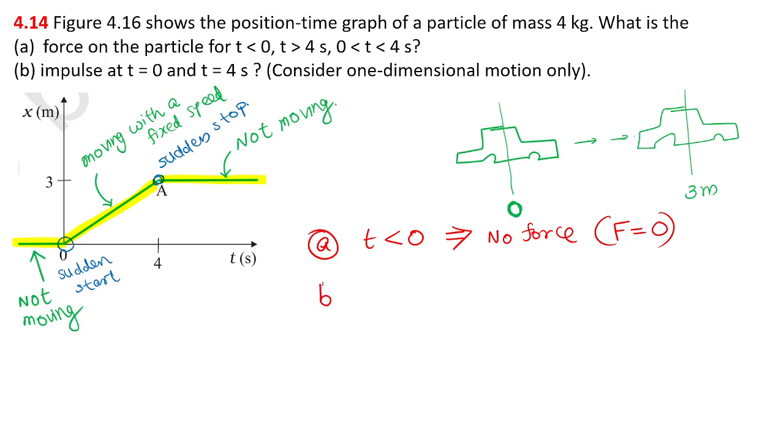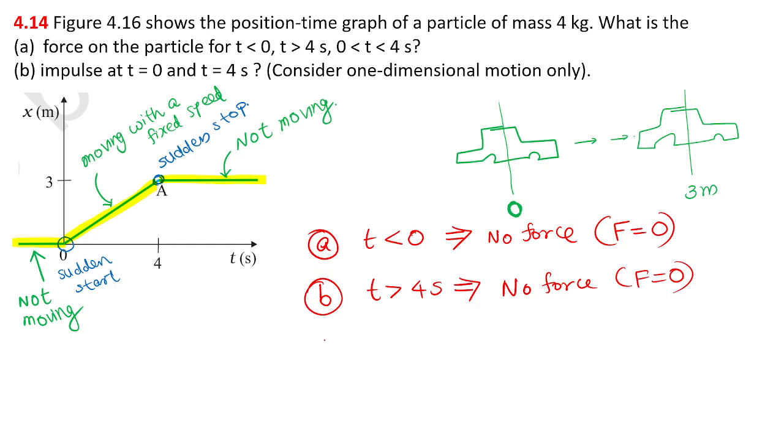Then B. T greater than 4 seconds. I have already explained that. The car's position is 3 meter. The car remains at the position 3 meter after 4 seconds. The car is not moving. After crossing 4 seconds, the car is stationary. If stationary, no force. For a stationary car, are we applying any force?